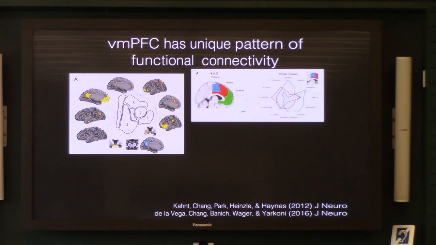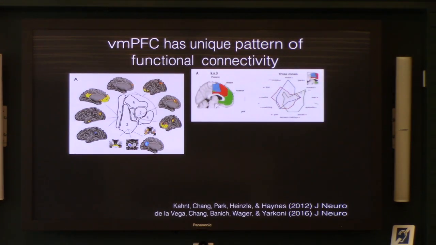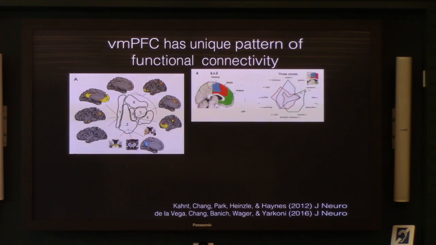Some other work we've done uses resting state connectivity, but we've also looked at it using meta-analyses. This is over 10,000 published studies. We take all the coordinates, and then we can do the same type of analysis where we look at patterns of coactivation in published work. And in the medial part of the PFC, there are three broad subdivisions that seem to be distinct in how they're connected with the rest of the brain.